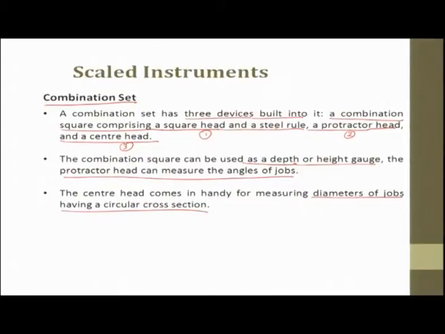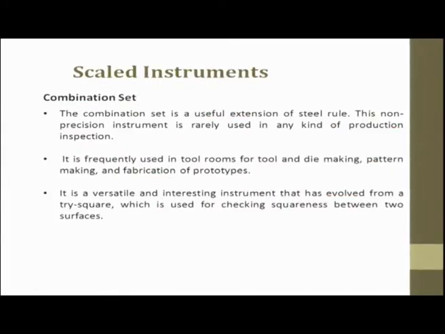The protractor head can be used for measuring angle. The center head comes in handy for measuring diameter of the job, having a circular cross section. A combination set is a very useful extension of a steel ruler. Steel ruler was basically to measure the length. This non-precision instrument is rarely used in any kind of production inspection. It is frequently used in tool rooms for tools and die making. It is a versatile and interesting instrument that has evolved from tri-square.